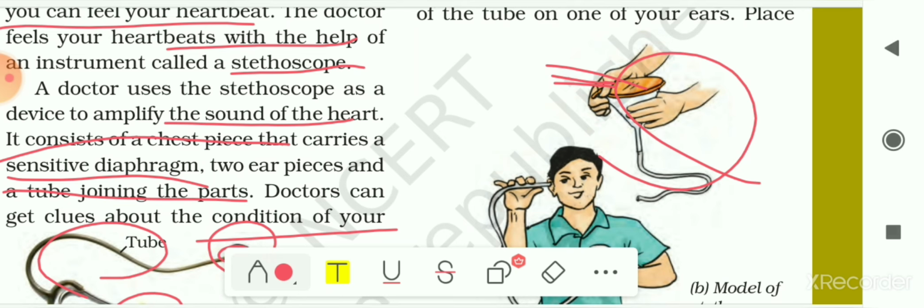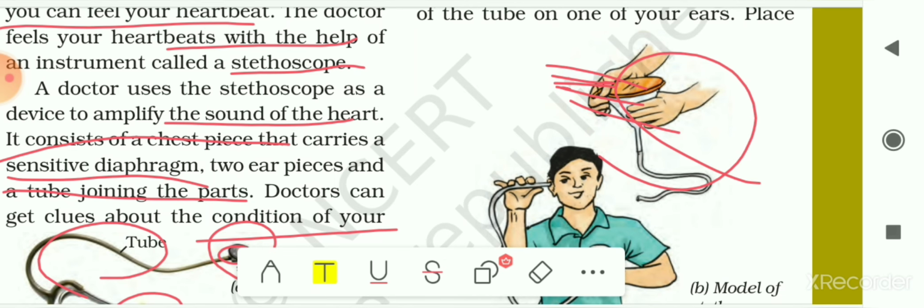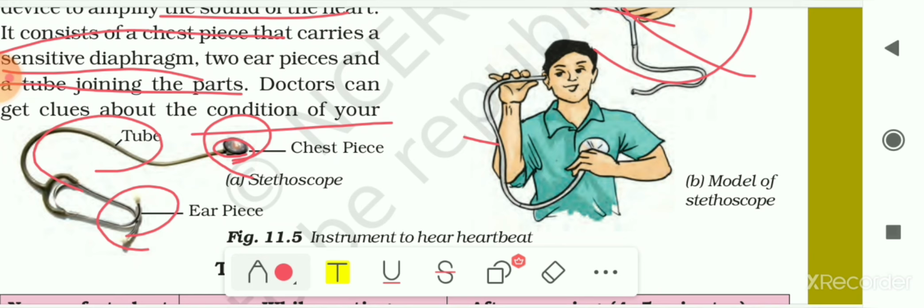You can fix it tightly with the help of a rubber band, and then put the open end of this tube in one of your ears, and then put the mouth of this funnel on your chest near the heart. Like this boy is doing, you can try to listen to your heartbeat like this. First put the open end in your ear, and then put this funnel near your heart on your chest.